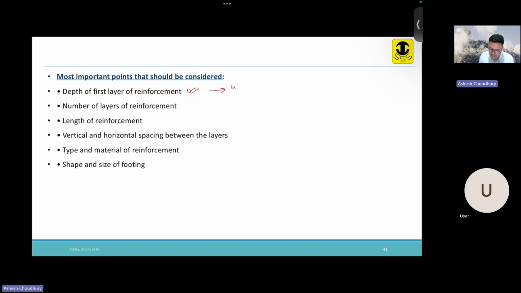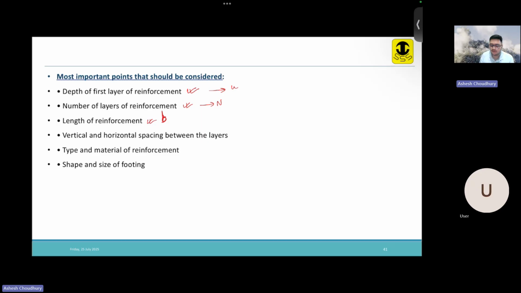Then you have the number of layers of reinforcement, which is obviously also important. Then the length of the reinforcement is also important. That is nothing but my B, the width that I was mentioning, though they say length. Whatever you call it, it is also important.